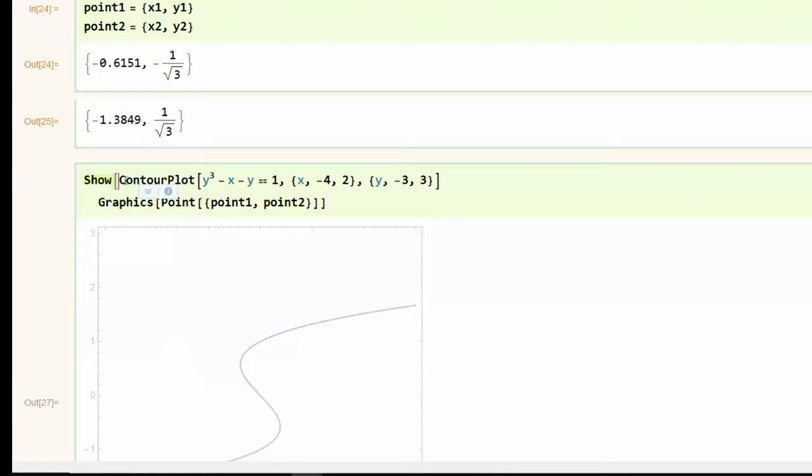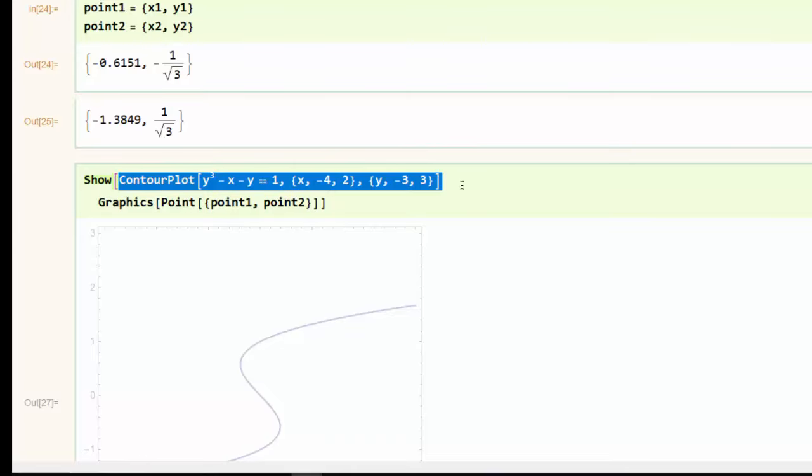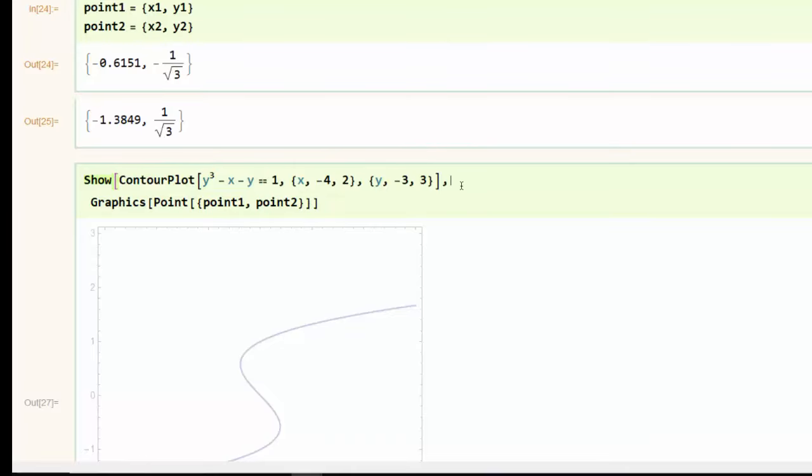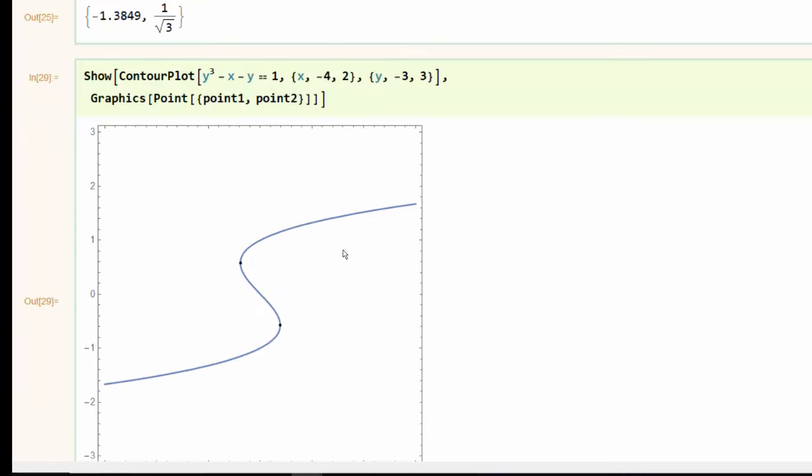Show, with the first contour plot as the first argument of Show, and then I'll throw in a comma, and the graphic will be the second argument of Show. And so lastly, I'll just close that Show command, and now I have a curve with my 2 points, and sure enough, those really do look like they're at the points where the tangent line is vertical.